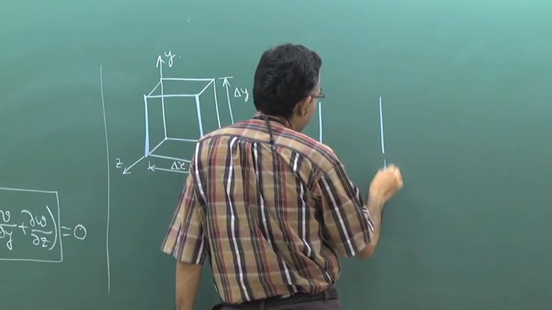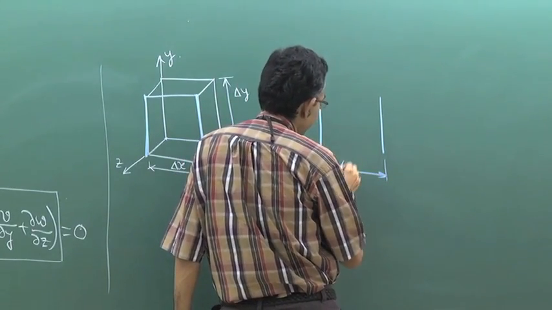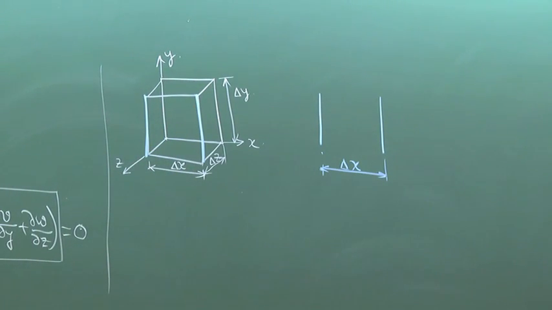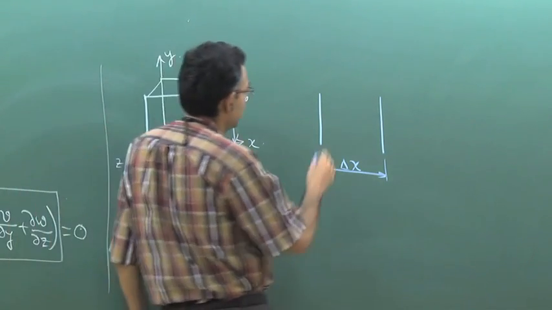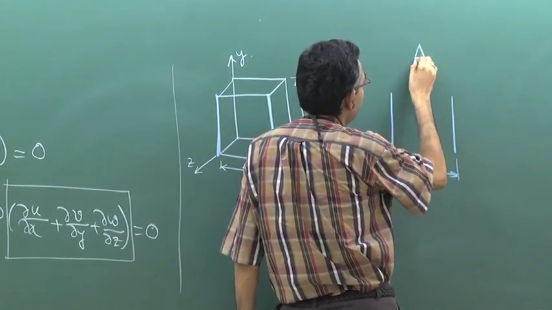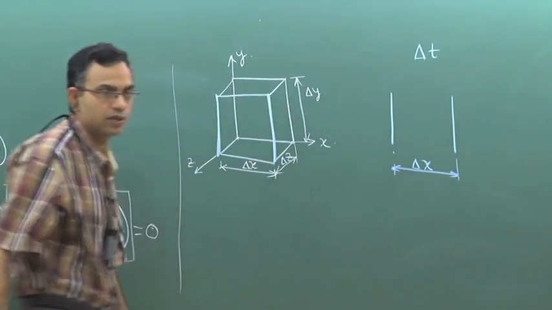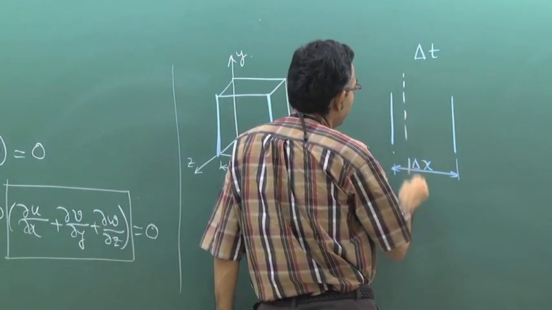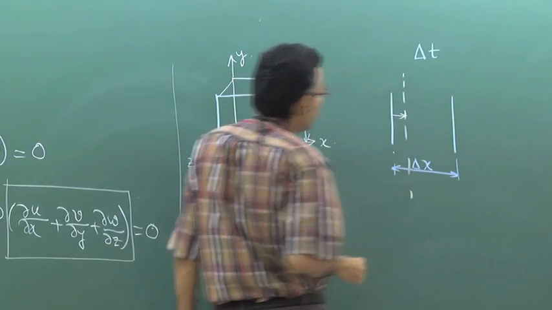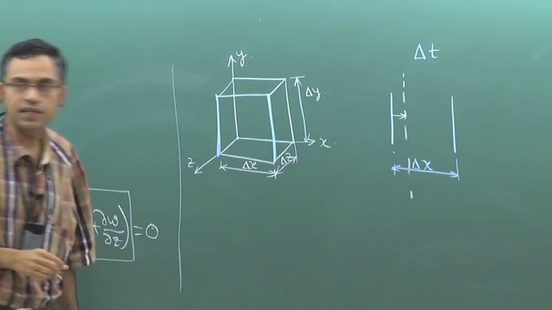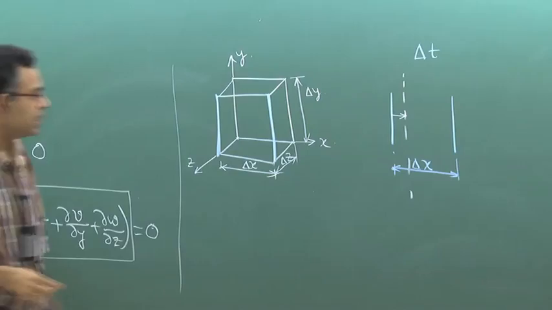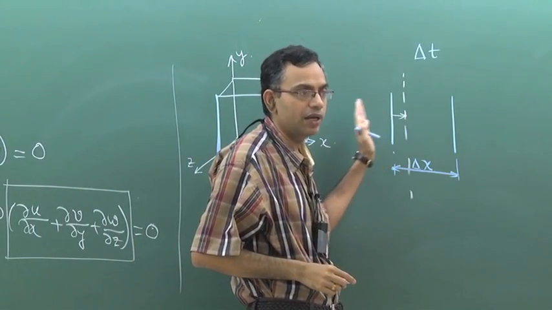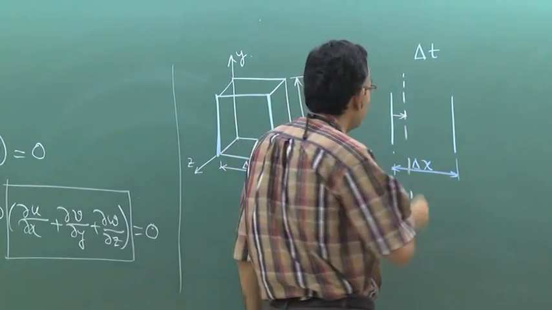So, they were at a distance of delta x apart. Now, let us say that a time delta t has elapsed. Over a time delta t, this line element will move along x by a distance of what? What is the displacement of this line element? u into delta t, where u is the velocity along x, right.